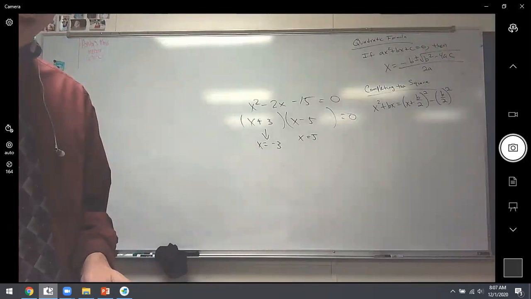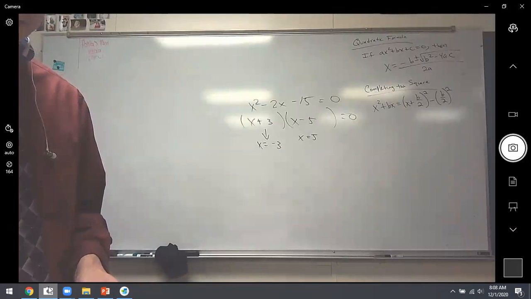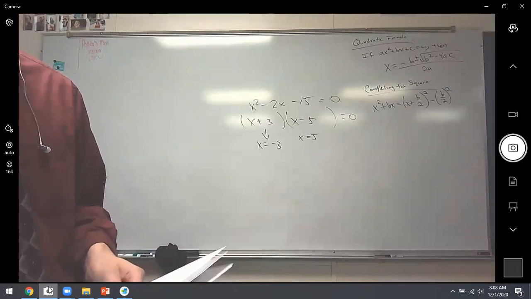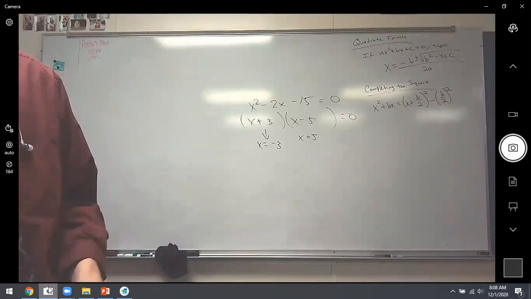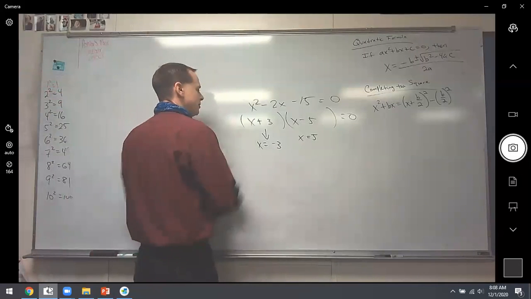So yeah, again, just make sure you set it equal to 0 first. Factoring is useless if you don't have it set equal to 0. So move everything to one side, factor variables out, factor numbers out, and things like that, and you'll be just fine.